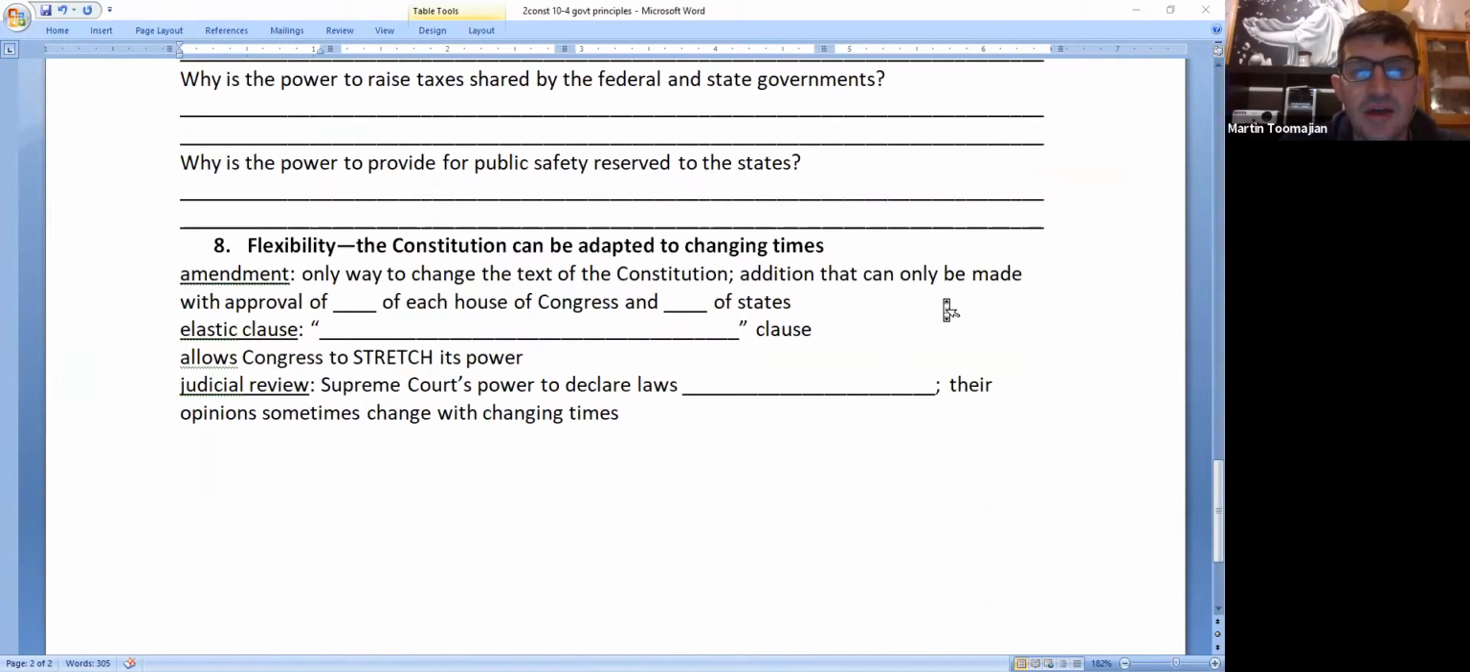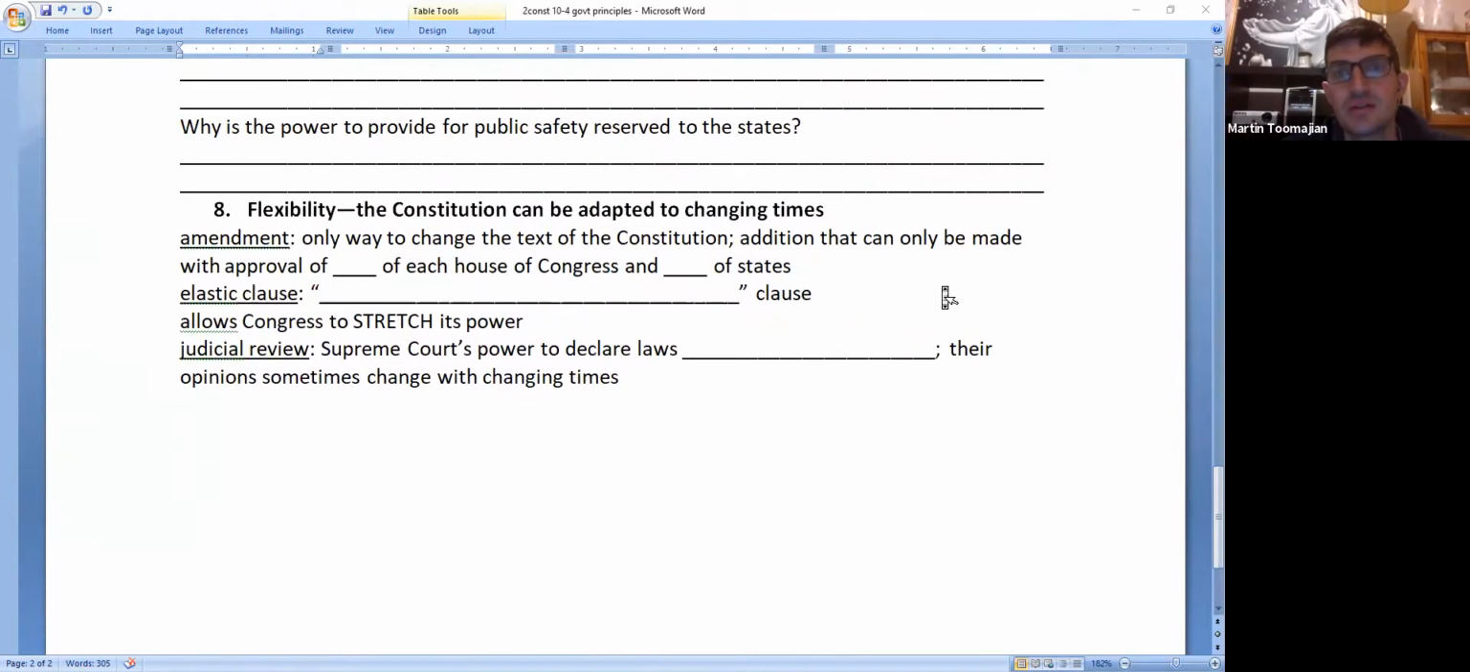On we go, down to flexibility. The Constitution was written in 1787. It's really old. It is the oldest continuously functioning constitution in the world. That's kind of amazing. There are ways that we've had to reshape it in relation to changing times.